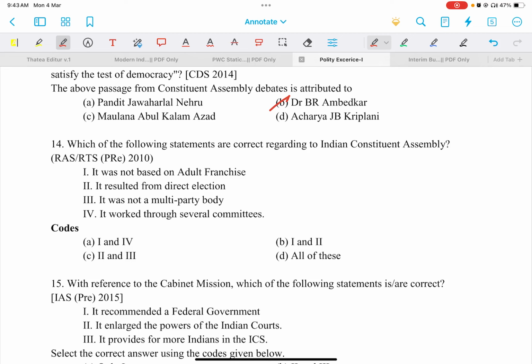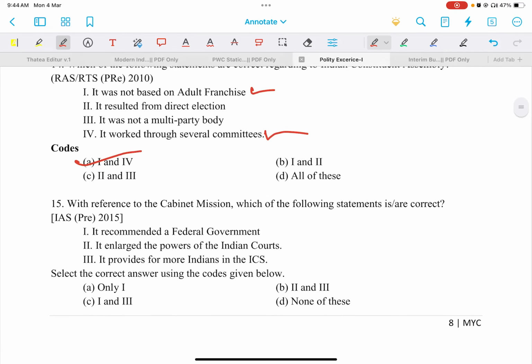Which of the following statements are correct regarding the Indian Constituent Assembly? It was not based on adult franchise. Yes. It resulted from direct election. No. It was not a multi-party body. No. It worked through several committees. Question number 14. A is the right answer.